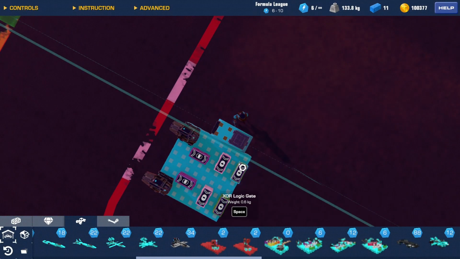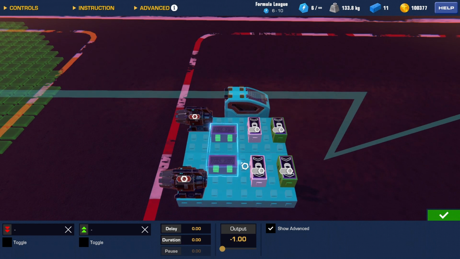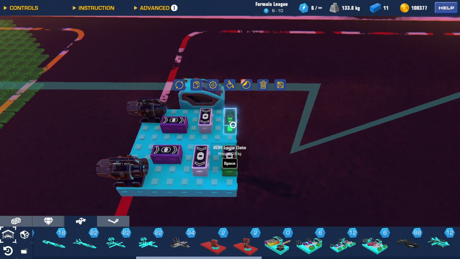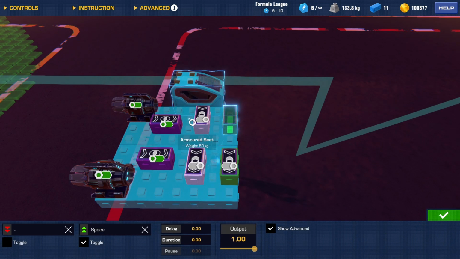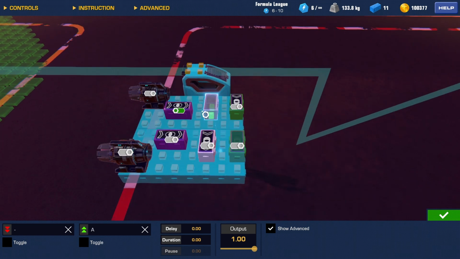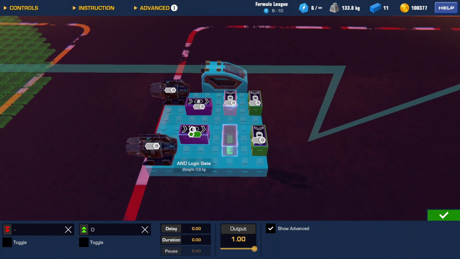The way this works is I have 4 XOR gates and 2 AND gates. The 2 AND gates are both set to a -1 scale output, and they are hooked up individually to each of the Dragon jets. The XOR gates hold 4 commands: space and E, and then A and D in the white ones. Space activates both Dragon jets and both AND gates. E only activates AND gates. A will activate the corresponding AND gate, and D will activate its corresponding AND gate.